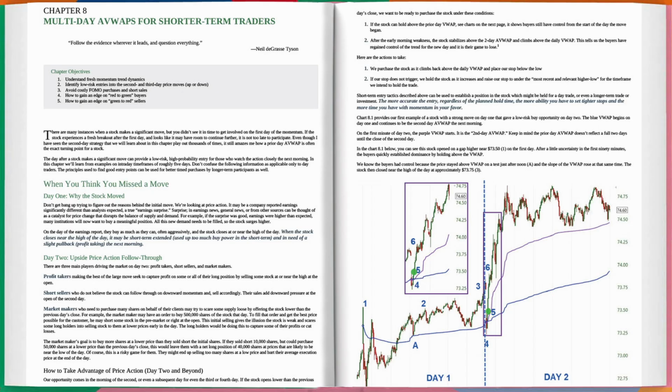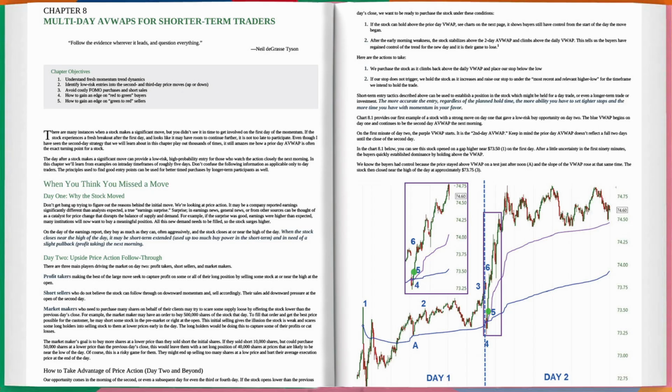If they sold short 10,000 shares, but could purchase 50,000 shares at a lower price than the previous day's close, this would leave them with a net long position of 40,000 shares at prices that are likely to be near the low of the day. Of course, this is a risky game for them. They might end up selling too many shares at a low price and hurt their average execution price at the end of the day.